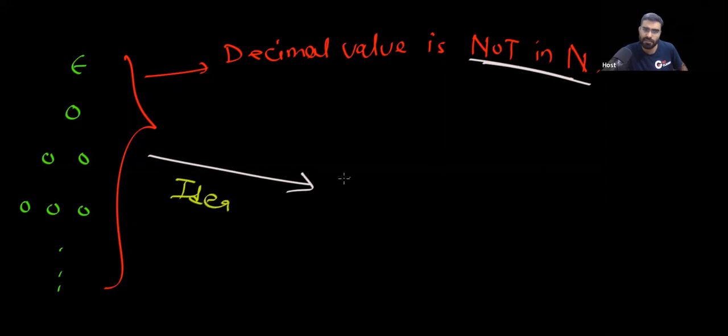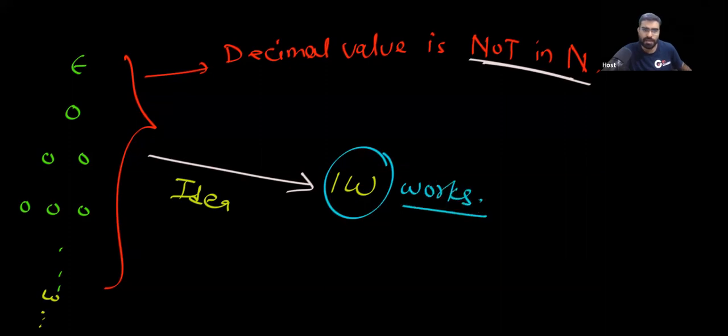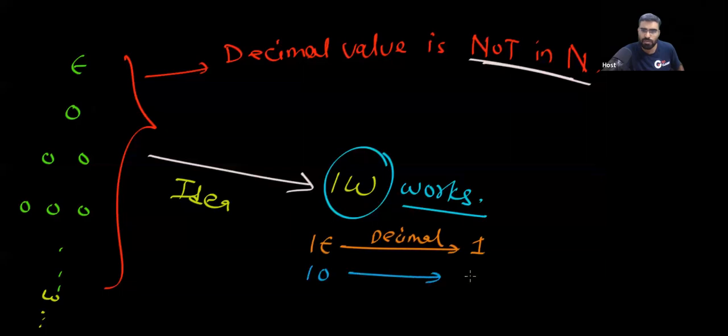This same idea means if I put 1W, now tell me, will this idea work? Again, this idea will work. For example, you can notice 1 epsilon. What will be the decimal value of 1 epsilon? That is 1 itself. What is the decimal value of 1 0? That will become 2. What is the decimal value of 100? That will be 4. Can you notice this idea is working?